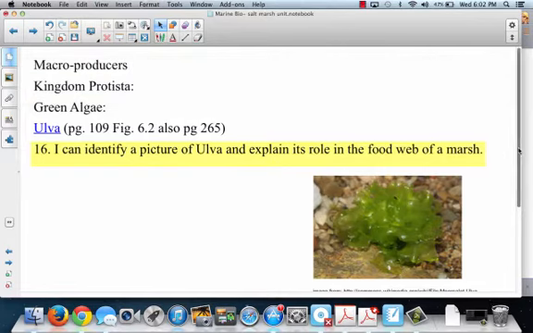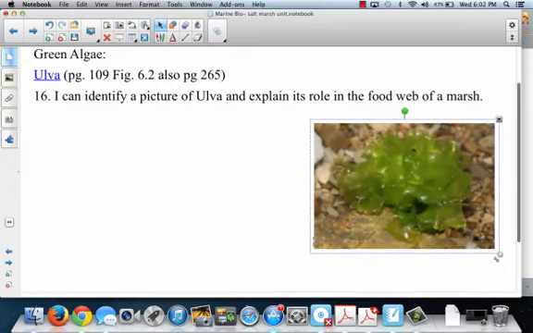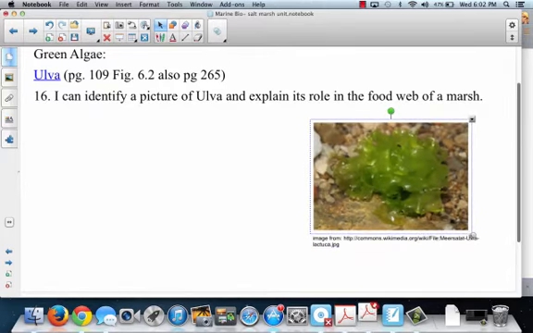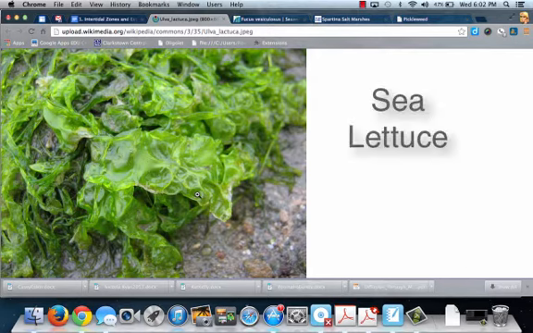Here is a small picture of ulva. We collected it, so you should know what it looks like from our trip. That's the resource from Wikipedia. I'll show you a bigger one. I just want you to know it's very thin. Its nickname is sea lettuce.